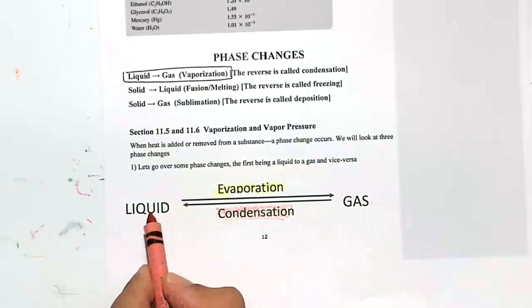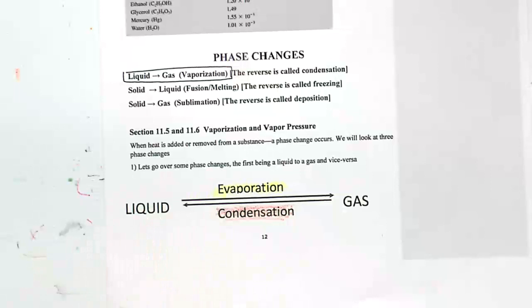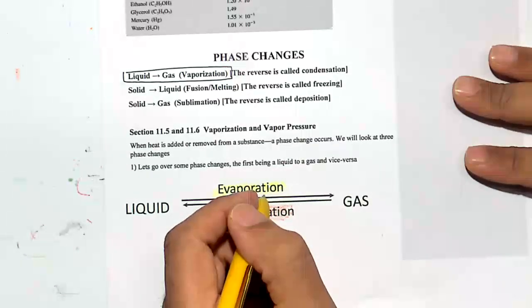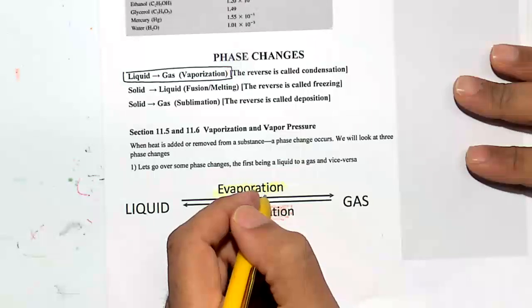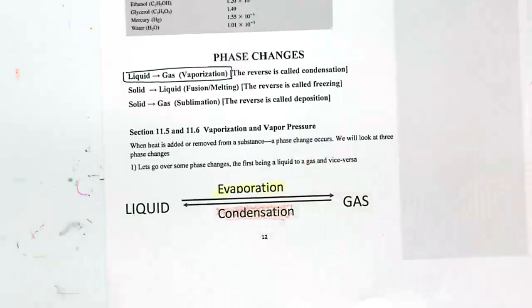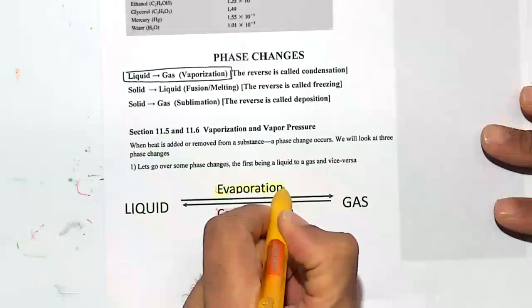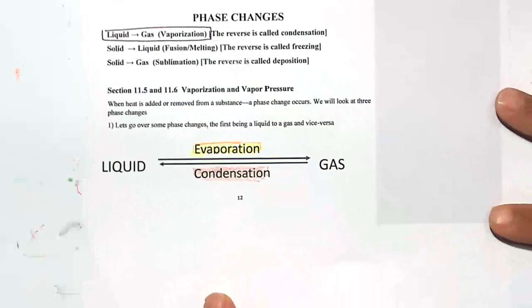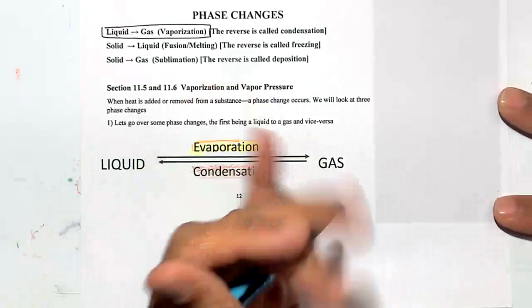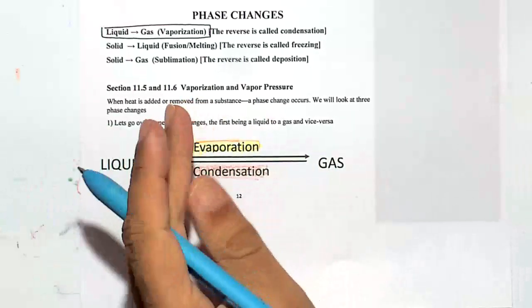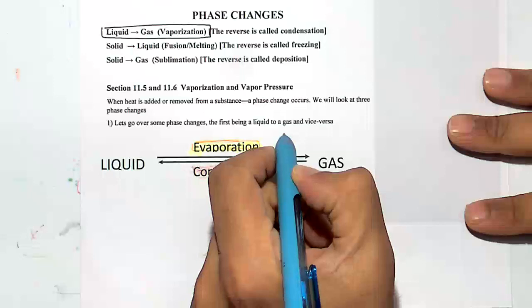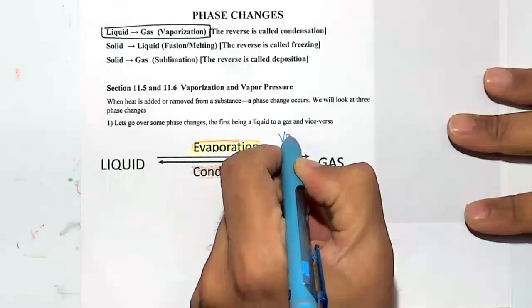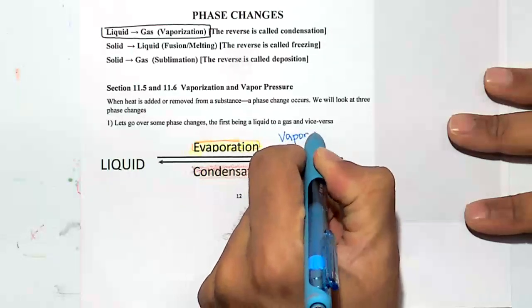So these are two words I'd like for you to know. One is evaporation, liquid going to a gas. The other one is condensation, which is the reverse, a gas going to a liquid. With this liquid going to a gas, and a gas going to a liquid, both processes, there's something that I want to teach you called vapor pressure.